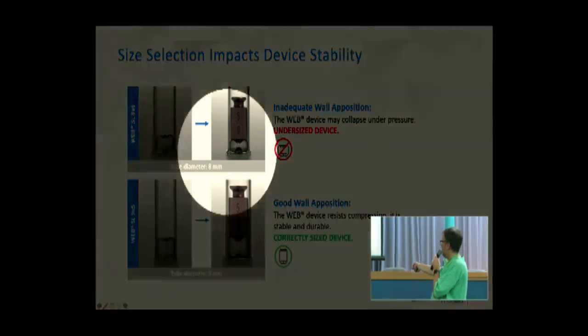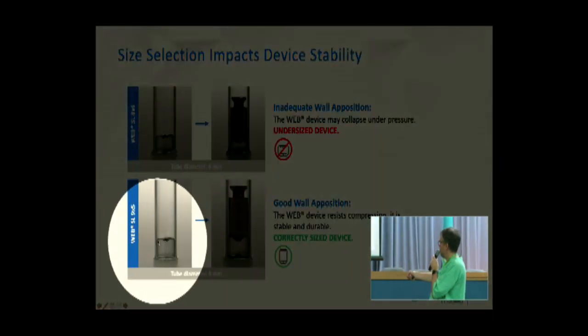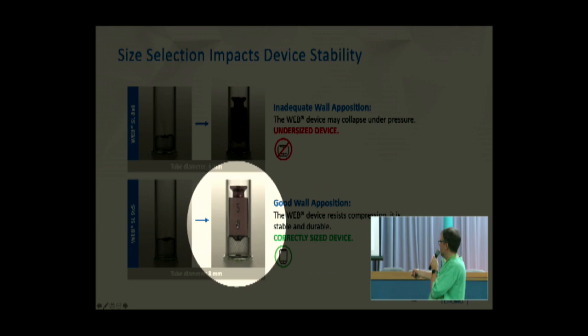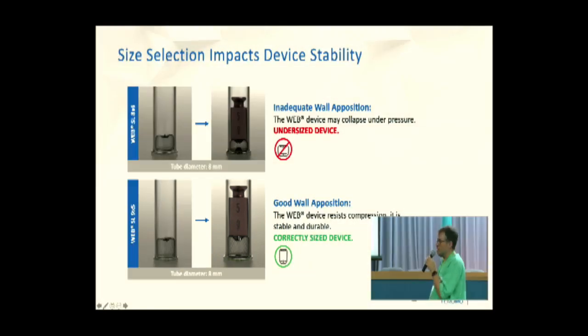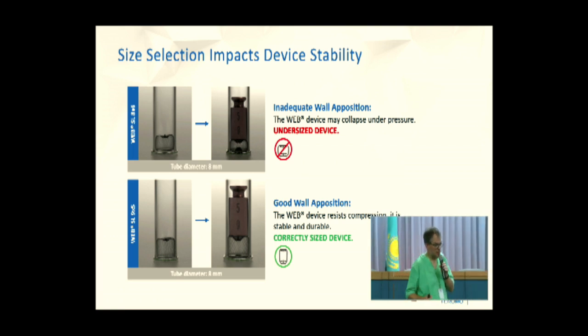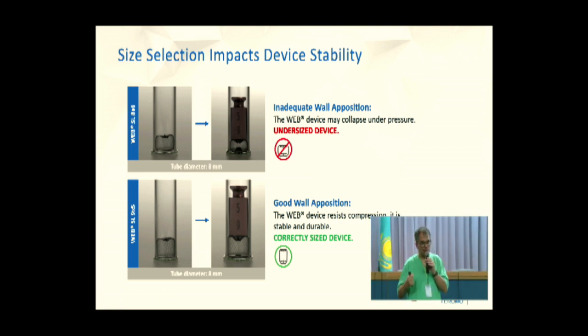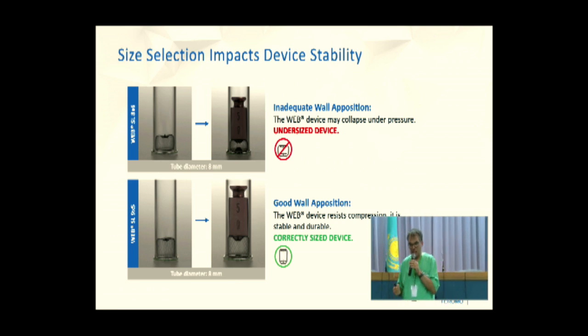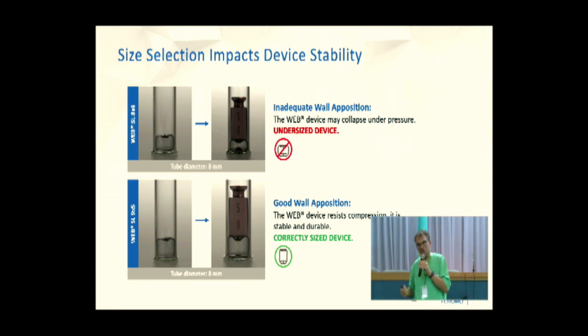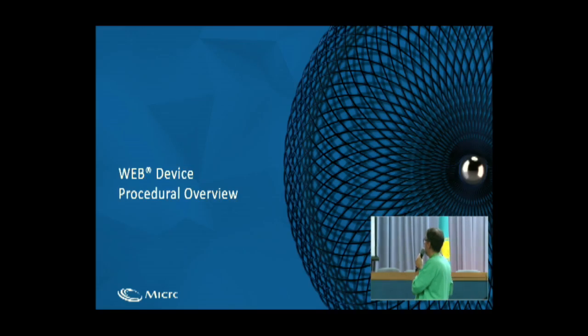If you put a 9 millimeter web into the same tube, you're going to see it's going to resist the weight much better. So this is the basic principle of the web. It's a cork, and every cork needs to be a little bit bigger than the bottleneck, and the device selection chart takes care of it.